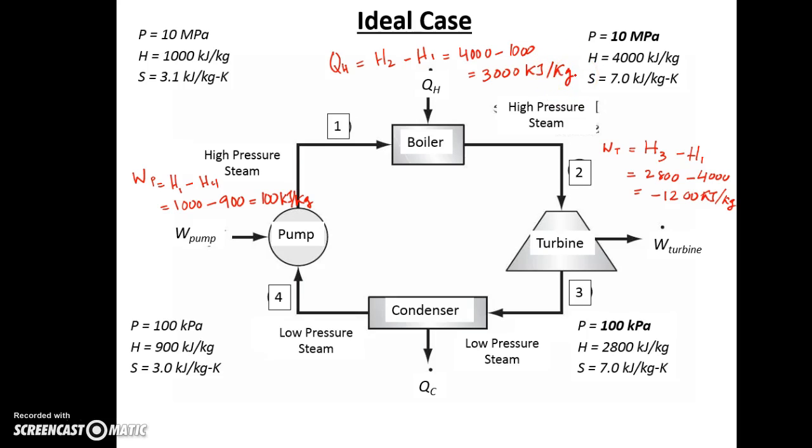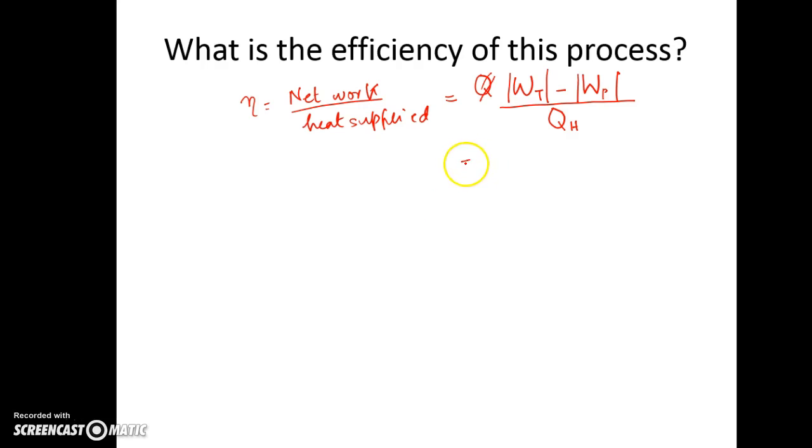Okay, so these are the three terms we needed to compute efficiencies. Our work done by the turbine is 1200. It's negative because it's work done by the system. Work done by the pump is positive 100. That's work done onto the system. And then our QH is the heat supply to the boiler. It's 3000 kilojoules per kilogram. So this is 1200 minus 100 divided by heat supplied, which is 3000. So if I compute this number, answer is 36.7%.